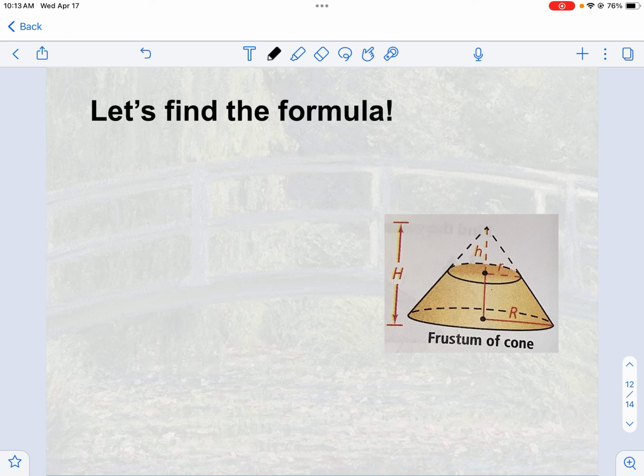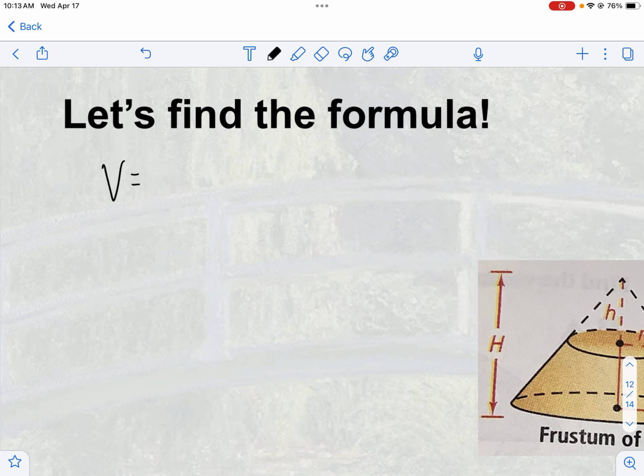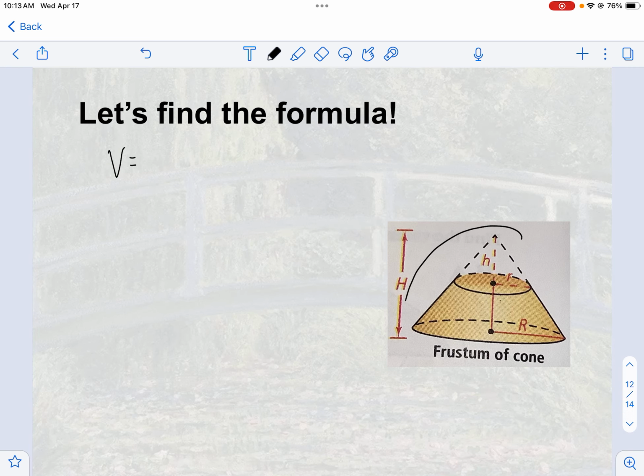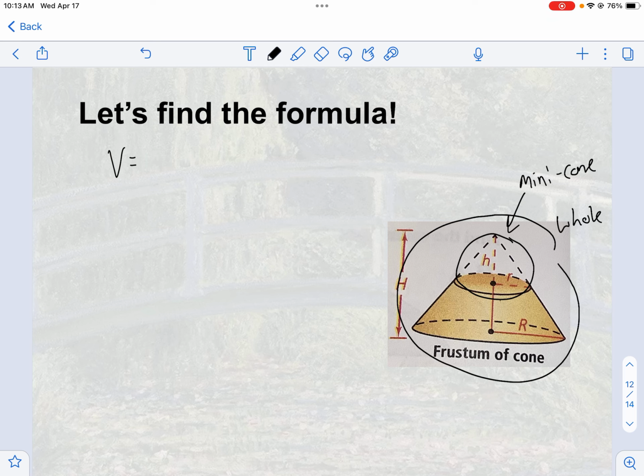What about finding the formula? How do I find the volume of a frustum? Well, that's a great question. The volume of a frustum is going to be what? If I'm taking a look at this, it's going to be the volume of the whole cone minus the volume of this mini cone right there. That's our mini cone. Here's the whole cone. So whole cone minus mini cone gives me frustum.